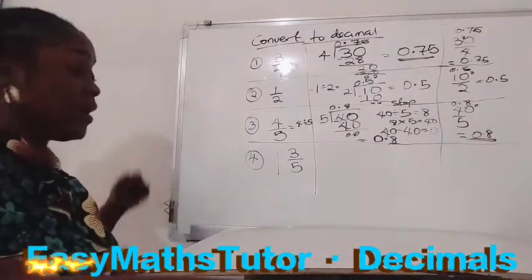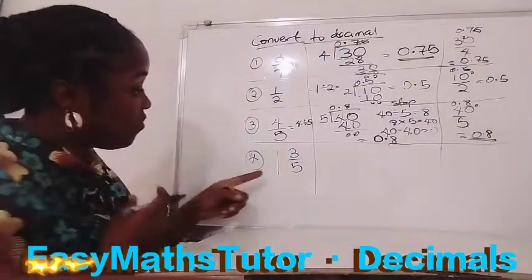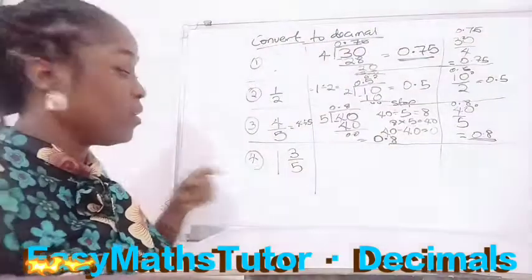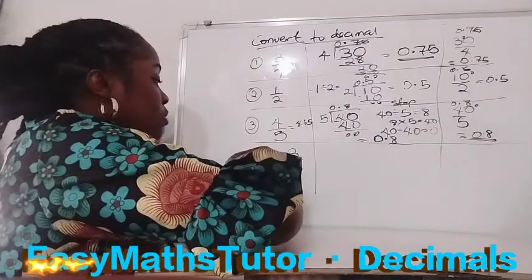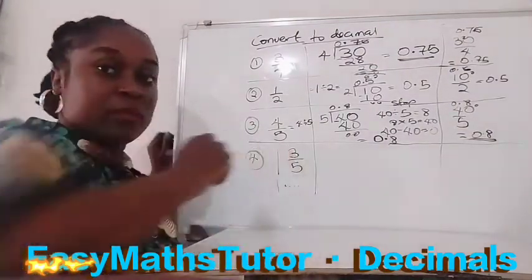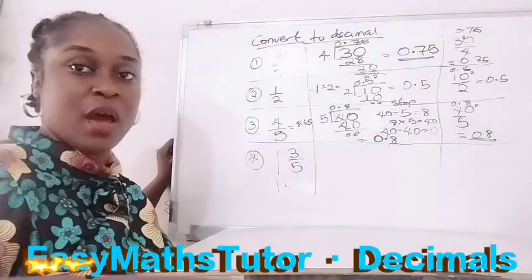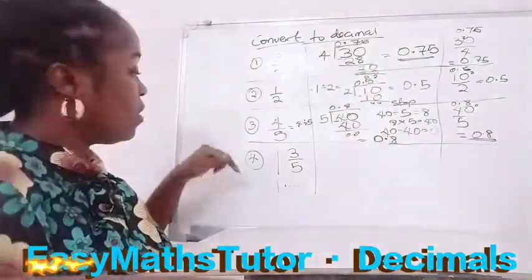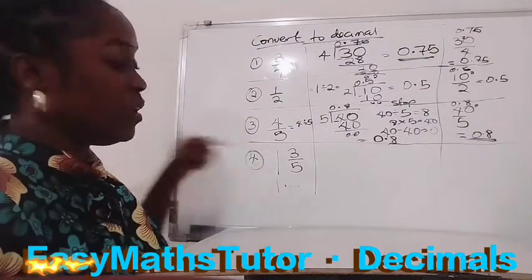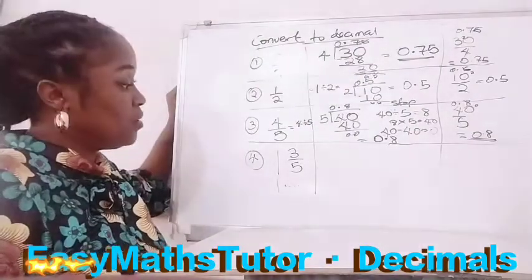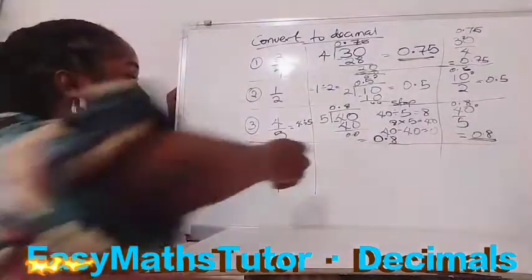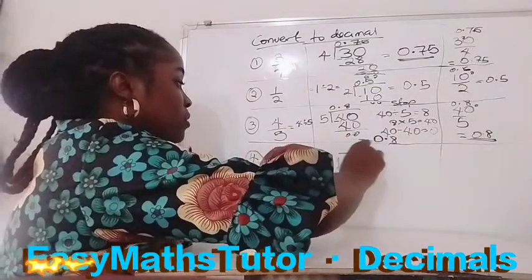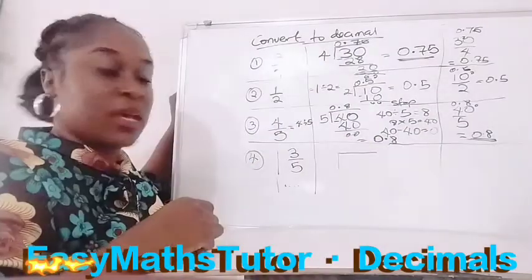So let's go right ahead. The fact that we have one whole number, 3 over 5, we already have 1 point something something something. So what is that something? We're going to look for the decimal of 3 over 5.